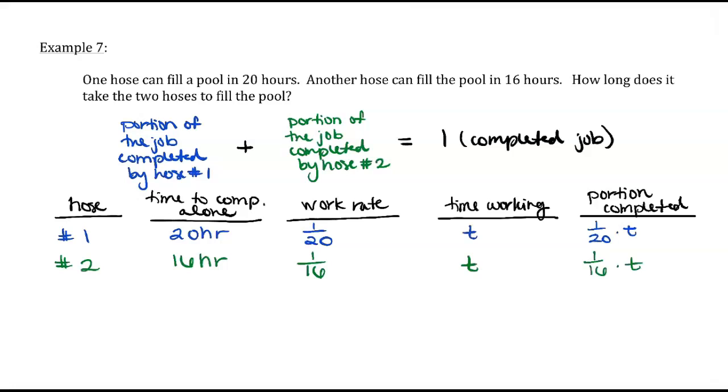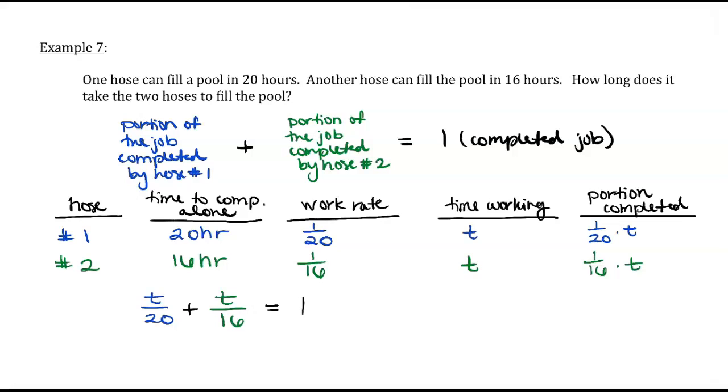Now we return to our original equation. The portion of the job completed by hose number 1 is 1/20 times t, or t/20. And the portion of the job completed by hose number 2 is 1/16th times t, or t/16. And in total, this adds up to 1 completed job. Now let's solve this equation for t.